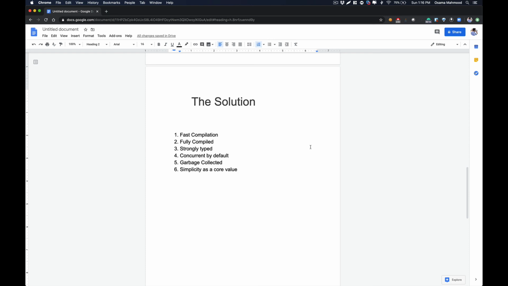Due to being a garbage collected language, it is relatively simple to use. If there is a memory leak, the garbage collector will handle that, and you don't have to worry. It is much simpler to work with garbage collected languages, and that makes it really simple.